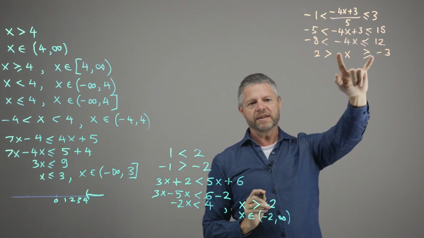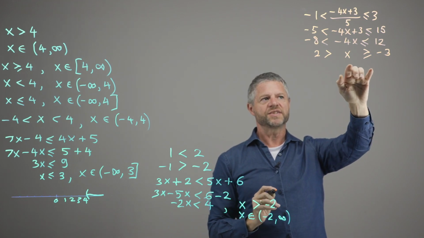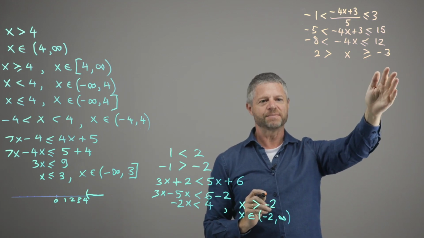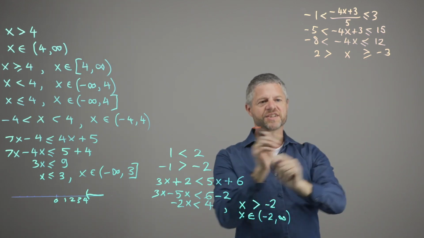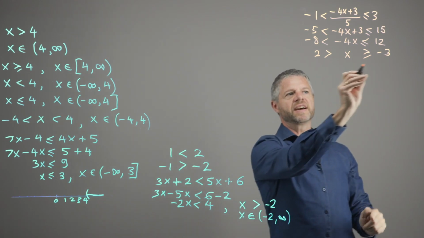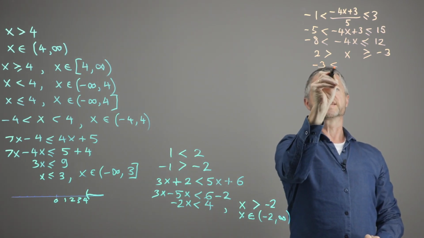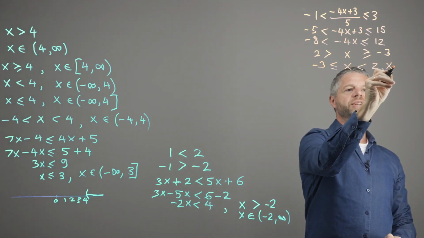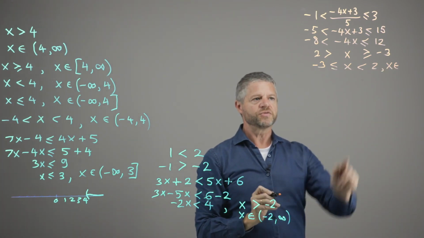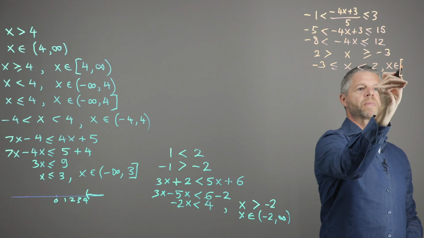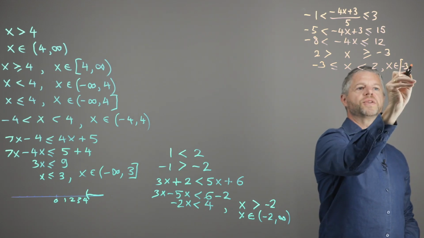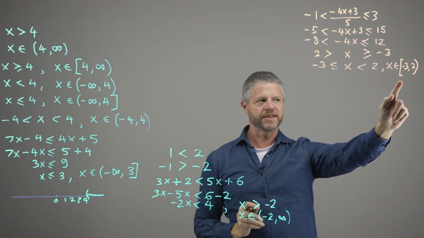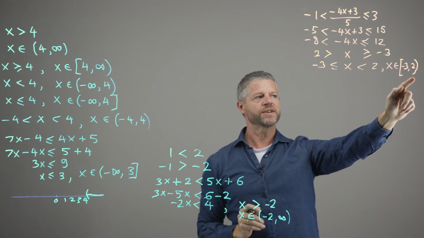And so typically the way you write a continued inequality is to have smaller numbers on the left and larger numbers on the right. So this is kind of written in reverse. So I'm just going to rewrite this as minus 3 less than or equal to x less than 2. And in interval notation, it would be x is in the interval between minus 3 and 2. And we're including minus 3, so we've got a square bracket on that side, and we're not including 2, so we've got a round bracket on that side.